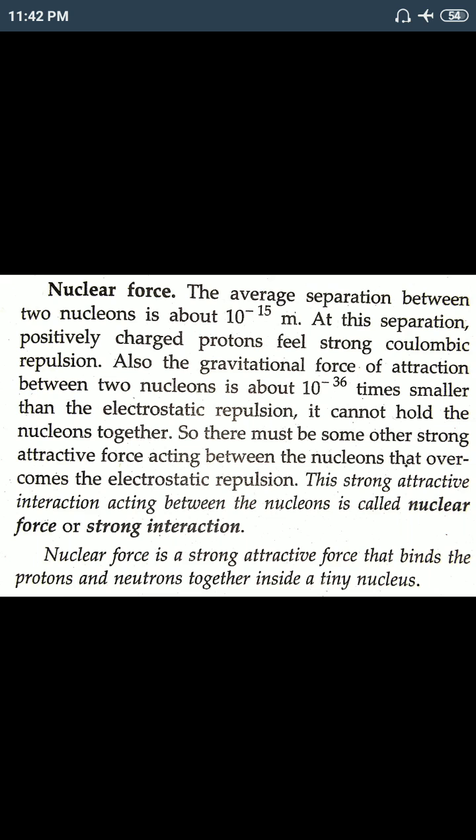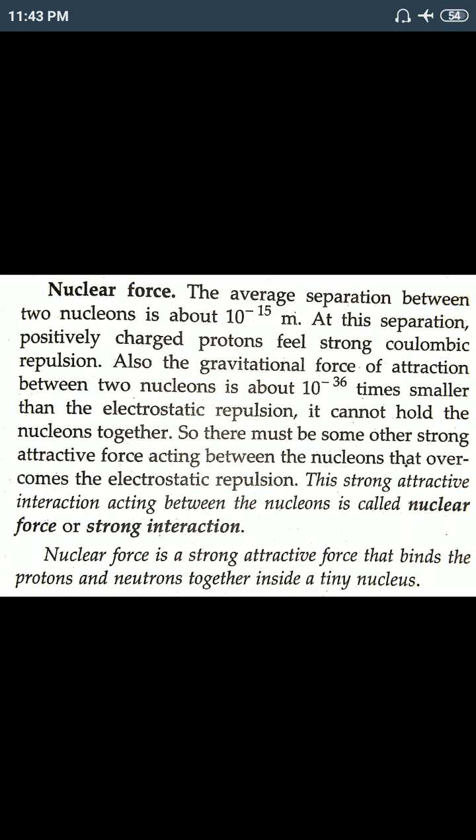This strong attractive interaction acting between the nucleons is called nuclear force, or strong interaction. So nuclear force is a strong attractive force that binds protons and neutrons together inside a tiny nucleus. Understand? Because a neutron has no charge, only the protons are there. Protons are positively charged, and positively charged particles repel each other.